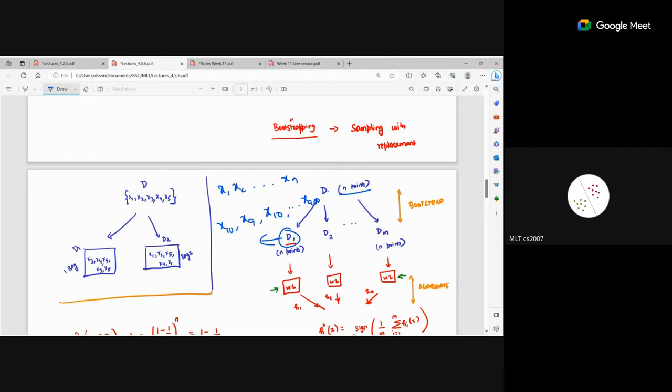Same thing goes for D2 and so on, up to DM, which means when you're doing this with replacement, whatever data points you have in D1 may not be the same points in D2, and they may not be the same points in DM. Is this point clear?